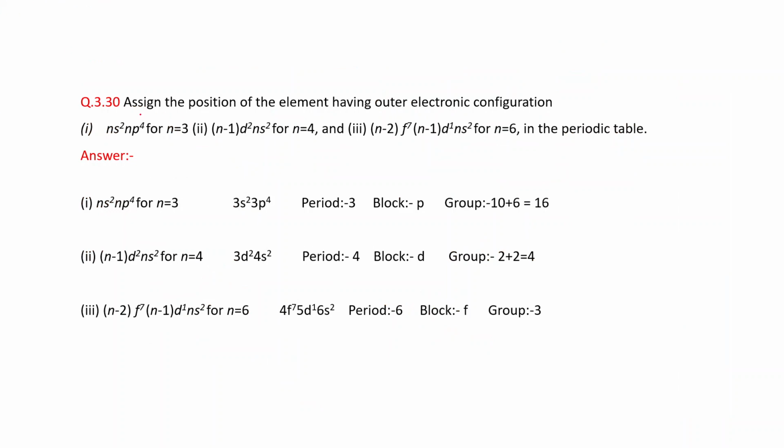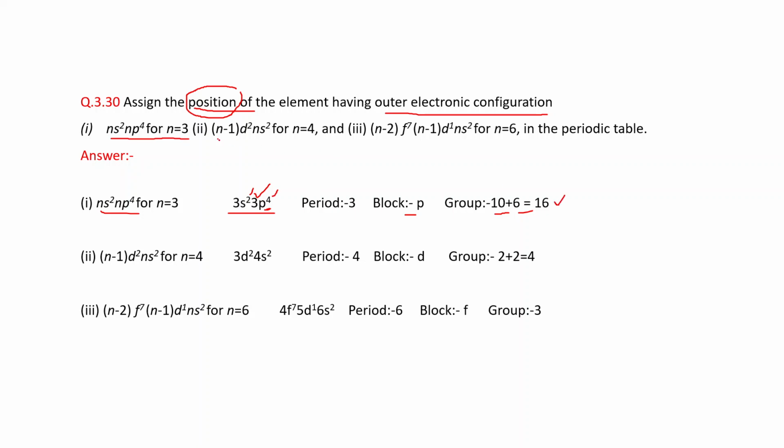Again one exercise question. Assign the position of the element having outer electronic configuration. Position means group number and period number. This is given first: ns2 np4 for n equal to 3. If n is equal to 3, then we can write this as 3s2 3p4. Now period is 3. Block is p. For a p block element, group number is 10 plus 6. How this 6? This is 2 plus 4, 6. That's why group is 16.